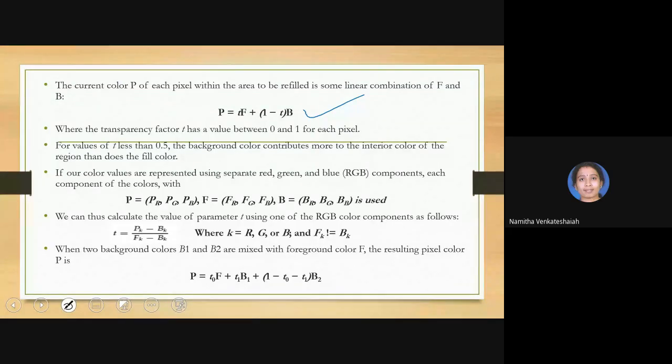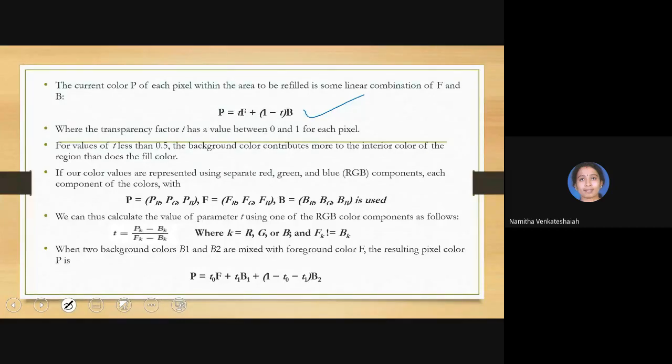If our color values are represented using RGB, like the pixel has PR, PG, PB, the foreground has foreground red, foreground green, foreground blue, and similarly the background has BR, BG, BB factors, then t will be (PK minus BK) divided by (FK minus BK). That is, the transparency factor has the equation (PK minus BK) over (FK minus BK), where K is the RGB factors. And we have one condition: foreground should not be equal to background.